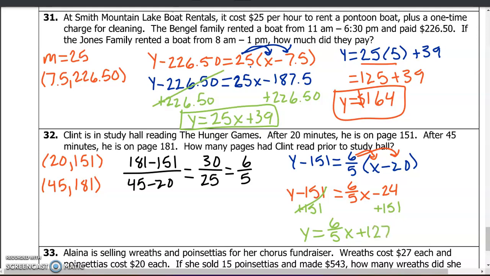Okay, so that's your equation, but that obviously shows you that prior to, because again, if you plugged in a 0, right, if there was 0 minutes passed, he would already be at 127. So the answer to the question they're asking here, how many did you read prior, would be that 127. Okay, so the answer is 127 pages.